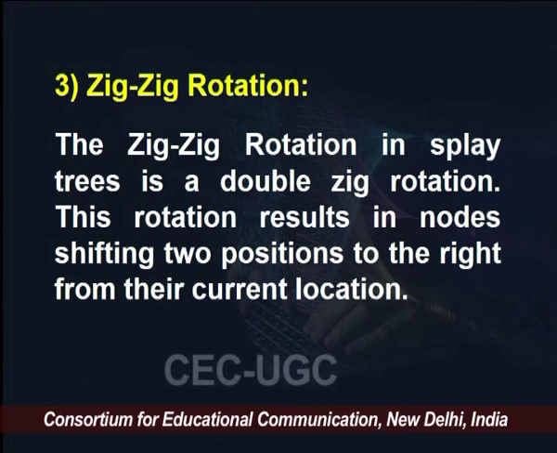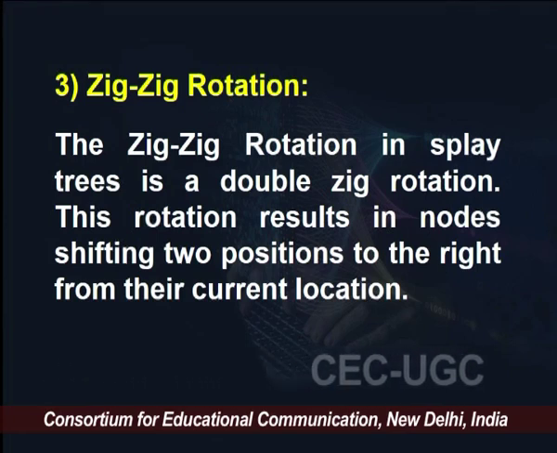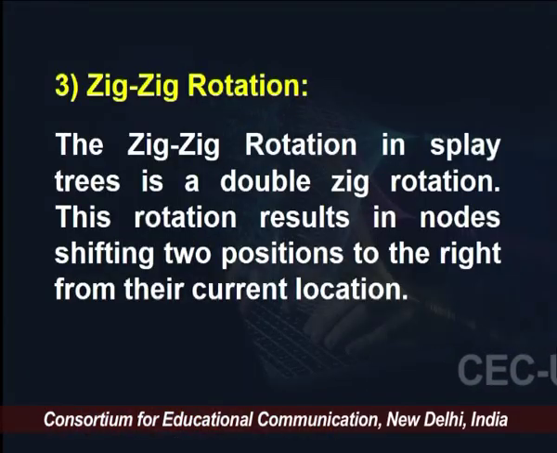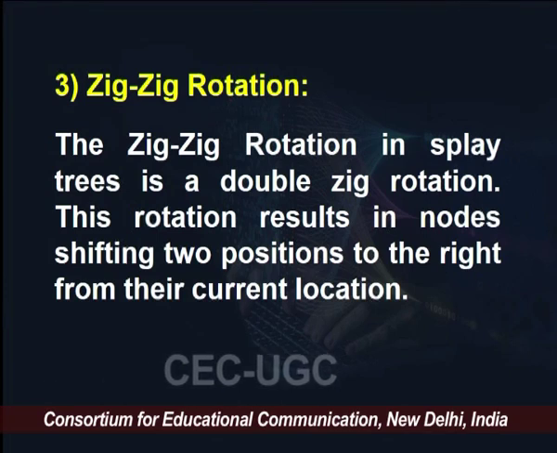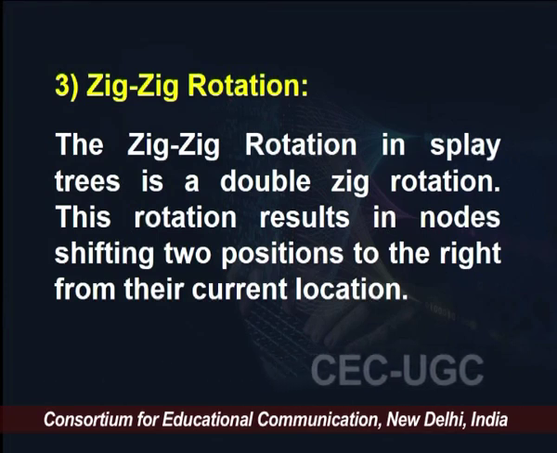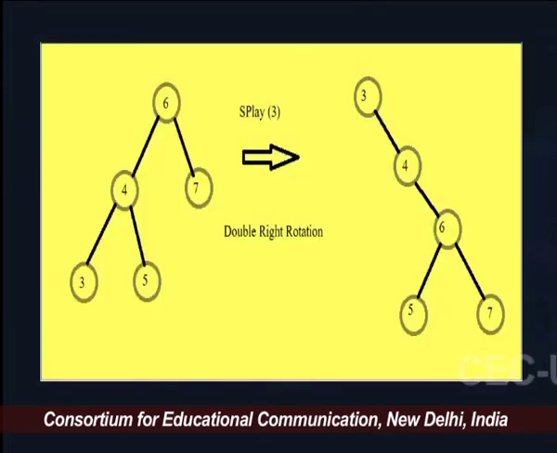So the third kind of rotation is zig-zig rotation. So it is a double zig rotation, we can say. One zig rotation shifts the node one position to the right, and double zig rotation results in nodes shifting 2 positions to the right from their current location. So let us see this with the help of an example.